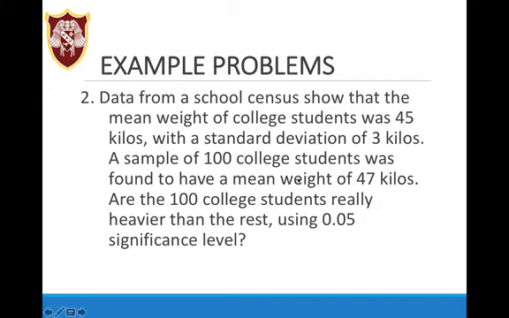So take note here that the data is from a school census. So in statistics, census implies population. Okay, so the data actually came from a population. So this one is a parameter. So data that we obtain from a population are called parameters. So this means that the mean weight of 45 kilos is a population mean, and the standard deviation of 3 kilos is a population standard deviation.